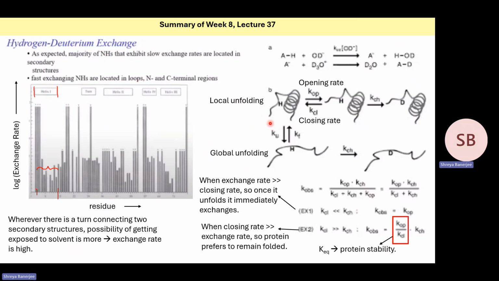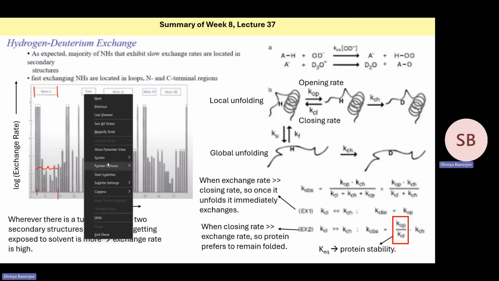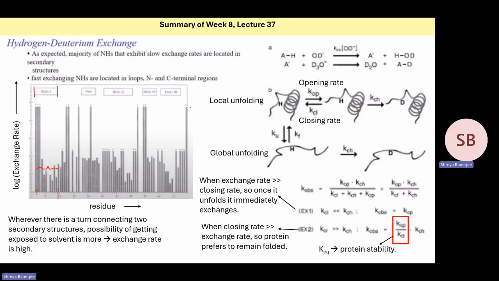So they can exchange very fast. So the exchange rate in the N and C terminal is quite high. And where else is it high? Between two secondary structures. So you have a helix and you have a turn. Suppose you have a helix, then you will have something, and then say you have a sheet or a turn. This portion that is connecting two secondary structures, also called a loop, is exposed to your solvent. And so the exchange rate is high.